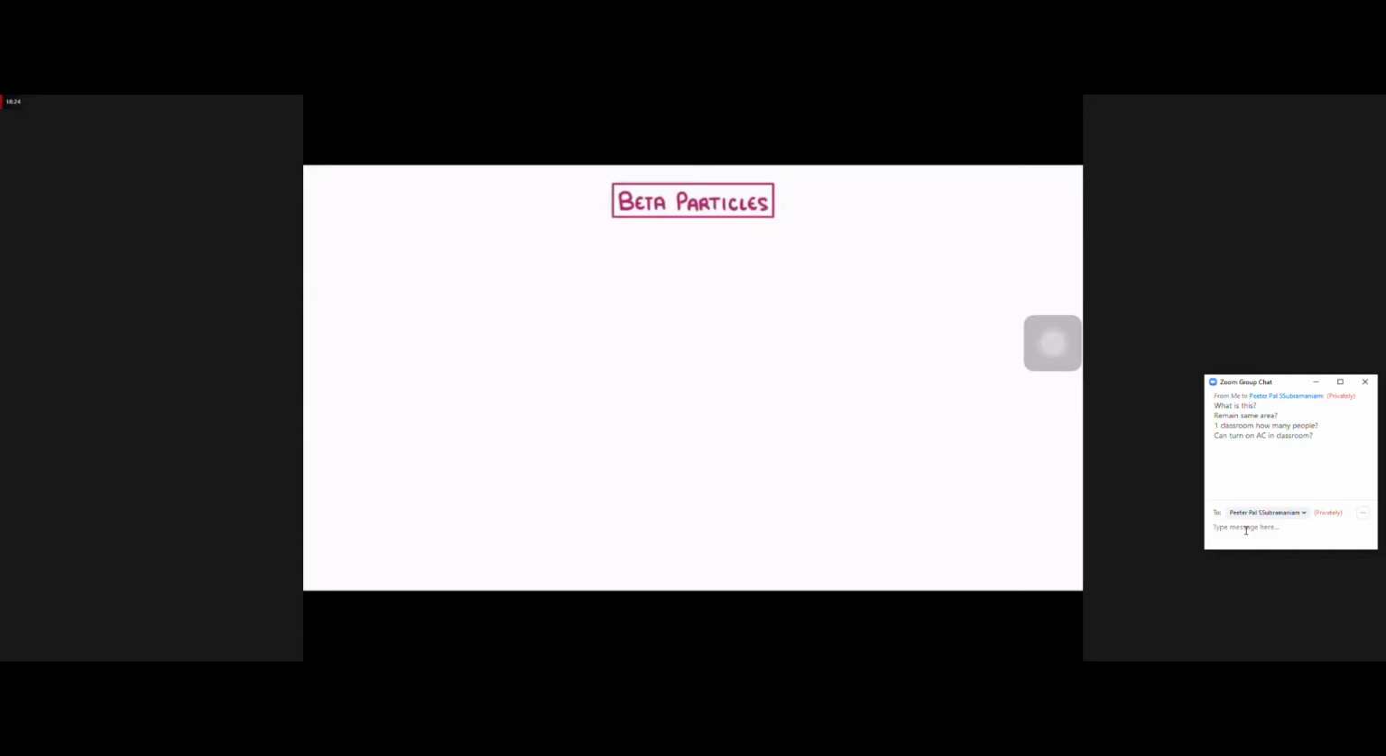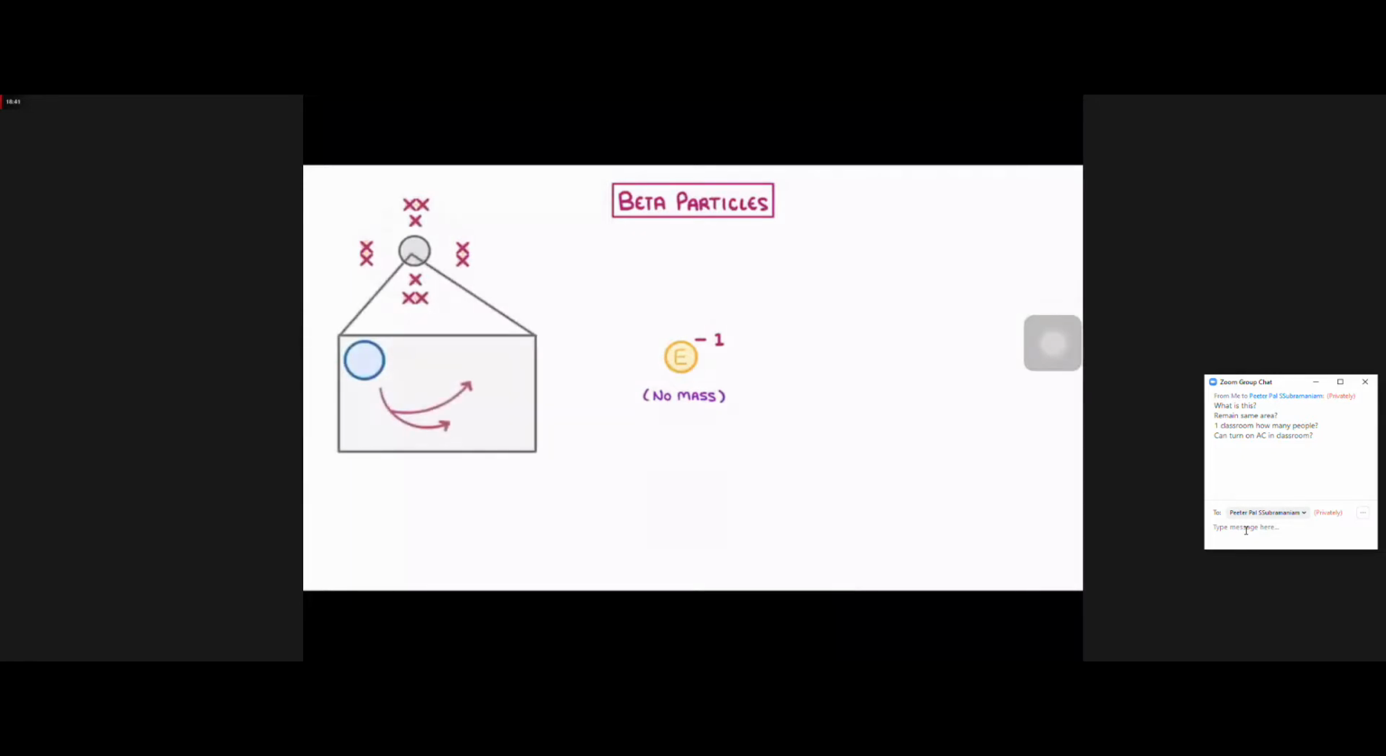Next up, we have beta particles, which are just electrons. So they have a charge of -1 and virtually no mass. Now, the weird thing is that electrons aren't emitted from one of the atom's shells. Instead, one of the atom's neutrons decays into a proton and an electron. The proton stays in the nucleus, but the electron is emitted out at high speed.